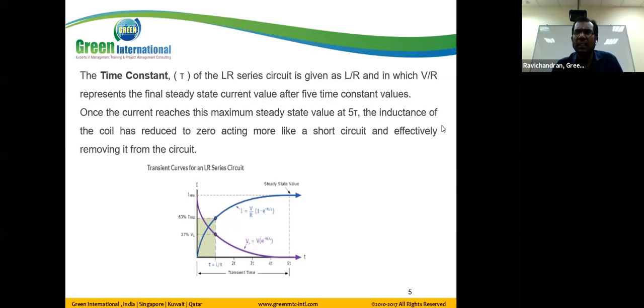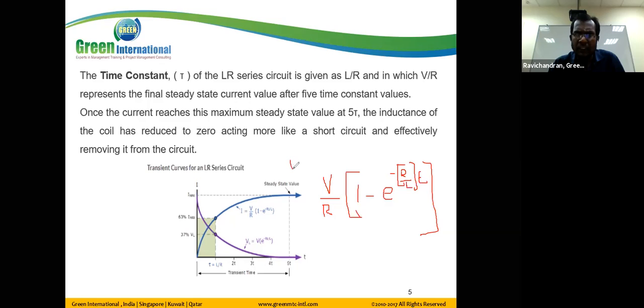Now see this. We have the equation V by R, 1 minus e to the power of minus, open the bracket, R by L into t. So this is the equation for I of t.